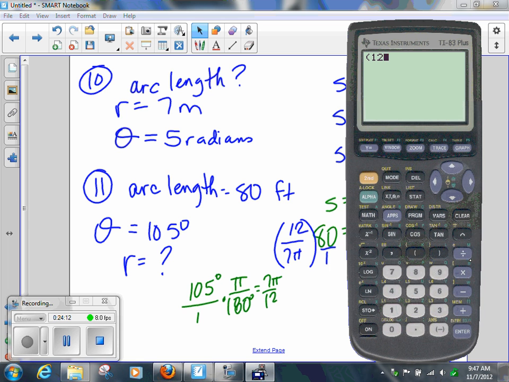Calculator ninjas. 12 divided by parentheses 7 pi. I love parentheses because they're much like hugs. Times 80.